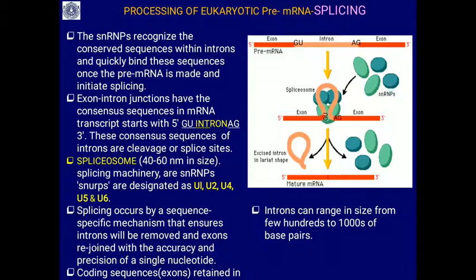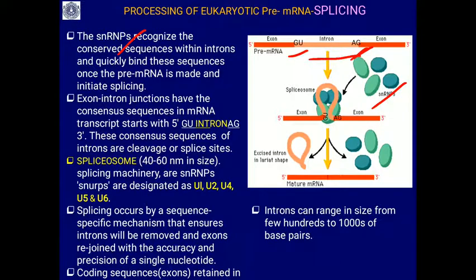So you will find these small nuclear ribonucleoproteins. They recognize a consensus sequence in the introns. Every intron, if you look at the ends, has GU at the 5' region and AG at the 3' region. These are the consensus or conserved sequences you will find in eukaryotic introns.